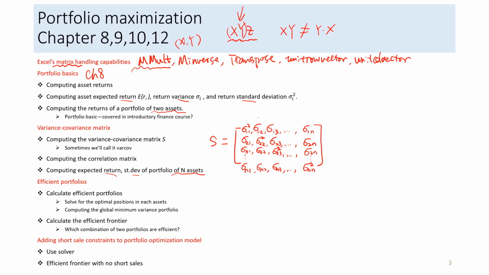And you're going to see that these two are the same. Here, these two are the same. These two are the same. And this matrix is symmetric. Okay, so sigma 1n, the covariance between asset 1 and n equals the covariance between asset n and 1. And this diagonal part is the variance. That's why we call this variance and covariance matrix.